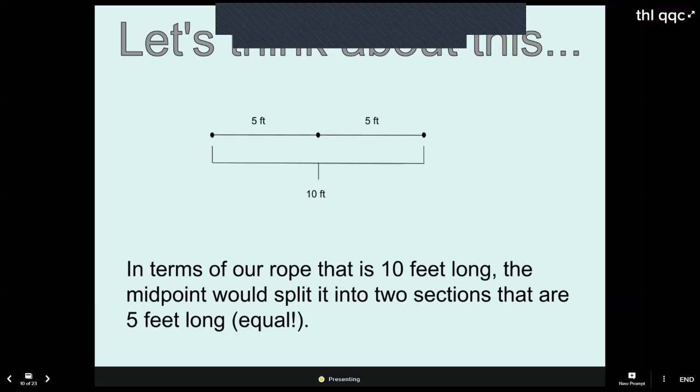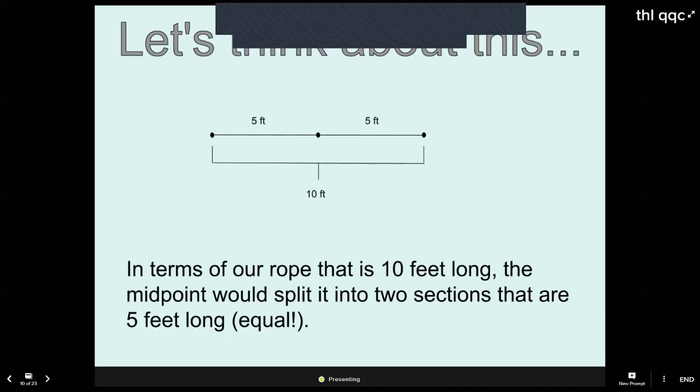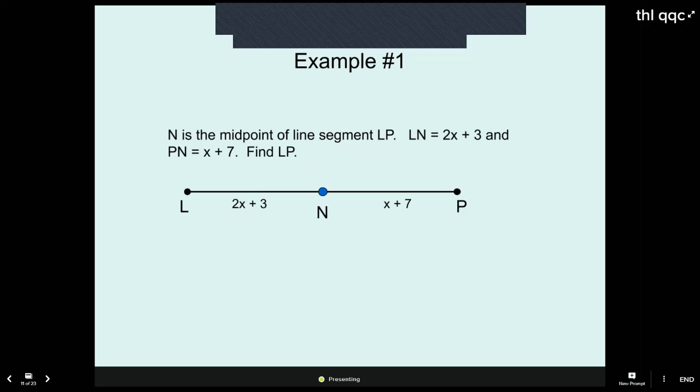So here would be our rope. If I cut it exactly in the middle, I would end up, if I had a 10-foot rope, with two pieces that are 5 feet long. It's a really easy idea to wrap your head around. It's a little harder to use it with some of these figures. So let's take a look and see what this looks like.